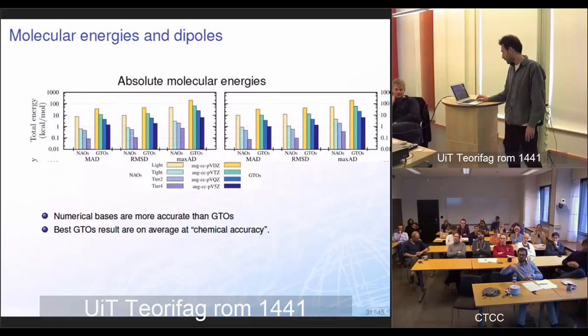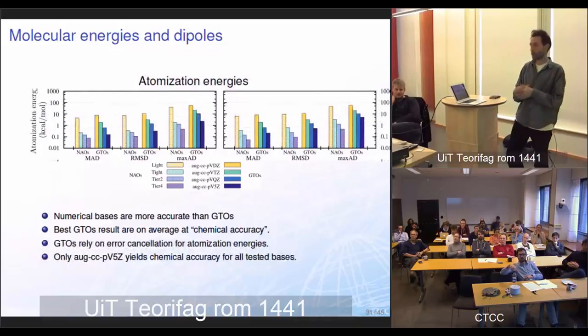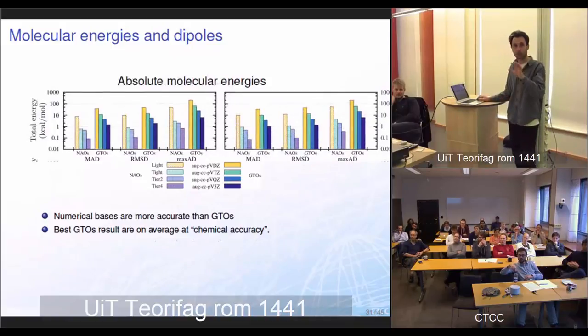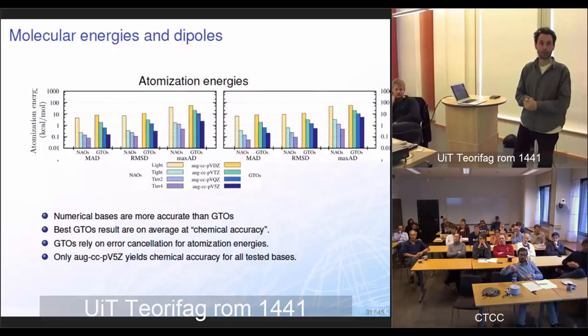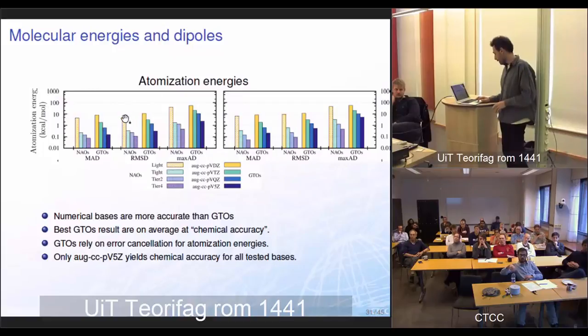Then the next step is to look at atomization energies. Those were total energies, so just the absolute value of your final SCF calculations. But then normally in DFT, what you are interested in, especially when you benchmark the DFT calculation, is atomization values. So what is the difference between molecular energy and the corresponding atoms? As you can see, all basis sets perform a little bit better.